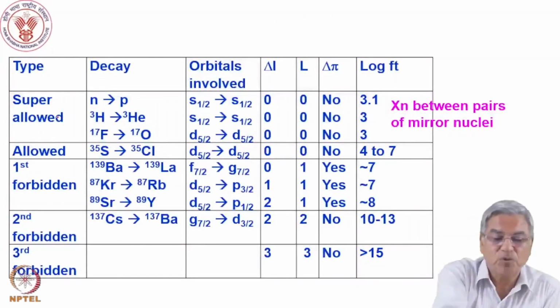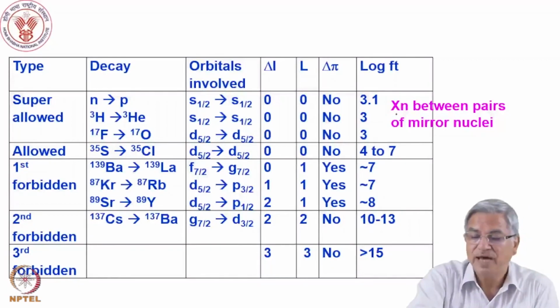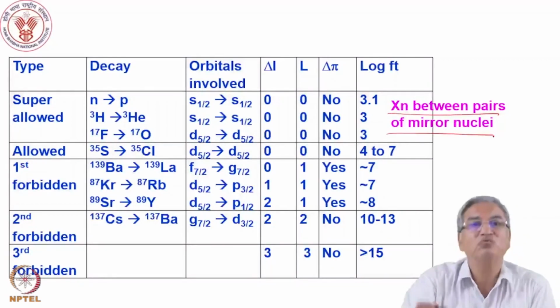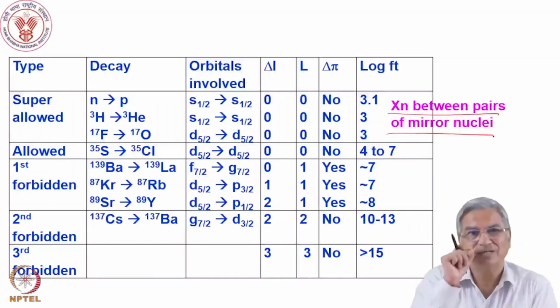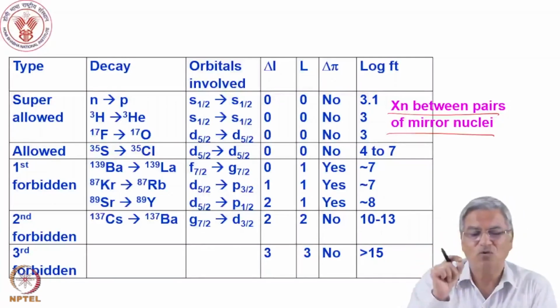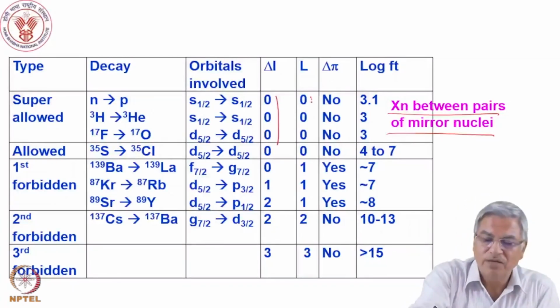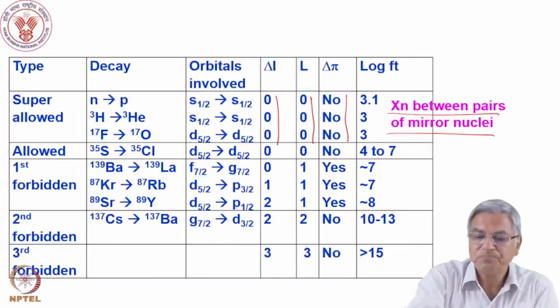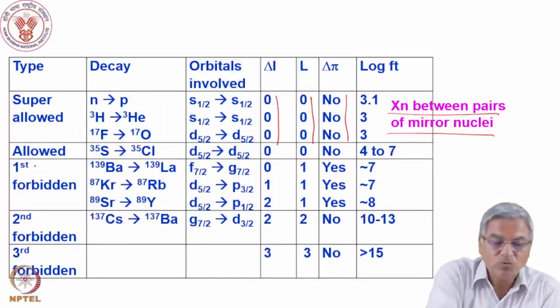The super allowed transitions occur between the pairs of mirror nuclei. You can see from neutron to proton, or tritium to helium-3, or fluorine-17 to oxygen-17. You can see here that the orbitals of proton and neutron in the two nuclei are exactly the same. As a result of that, delta I is 0, delta L is 0, and delta pi is 0. That means there is no change in parity, and the log ft values are of the order of 3.